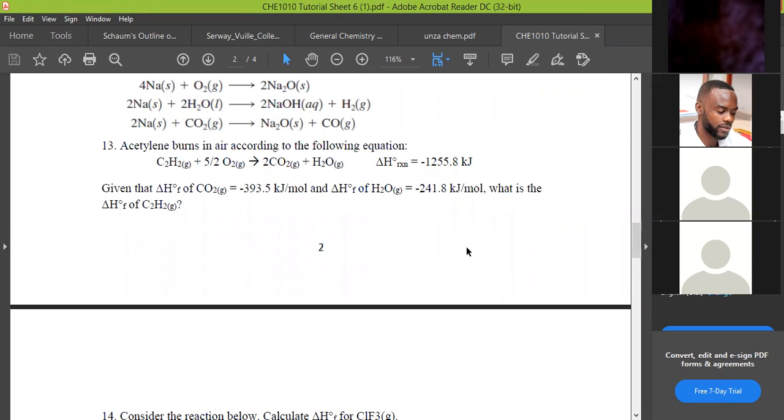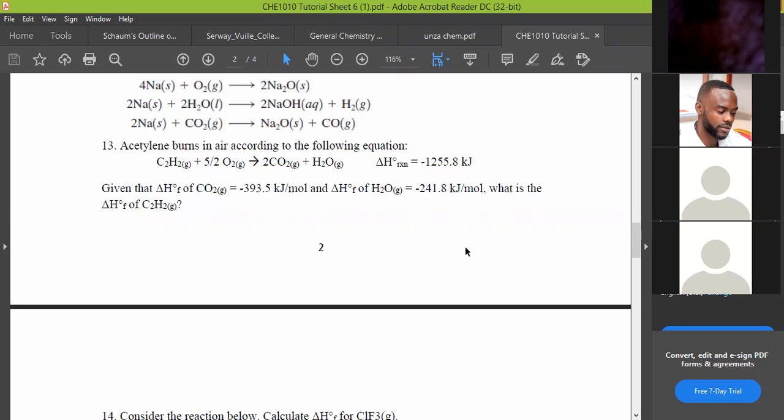Okay, so question 13. Acetylene burns in air according to the following equation. So you have that equation. Given that the standard enthalpy of formation of carbon dioxide is that, and the standard enthalpy of formation of gaseous water is that, what is the standard enthalpy of formation of ethene?